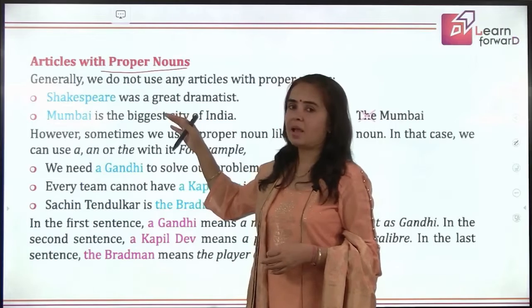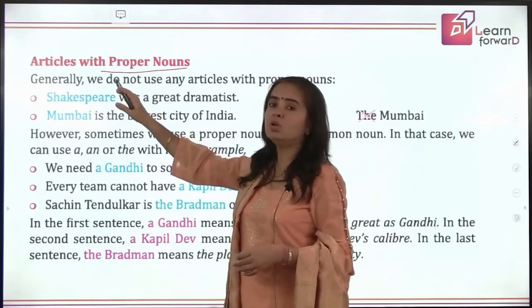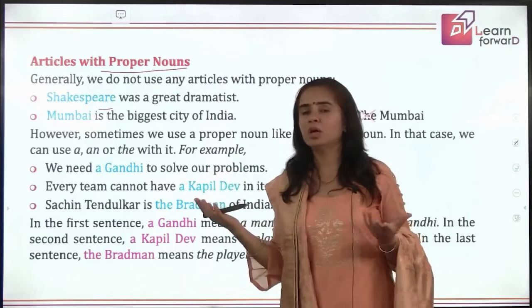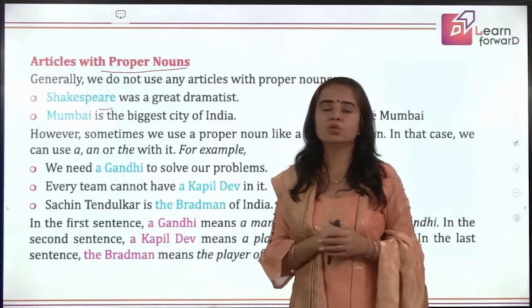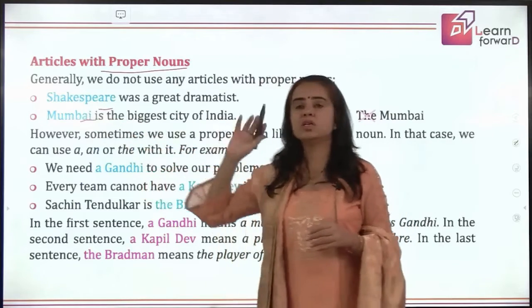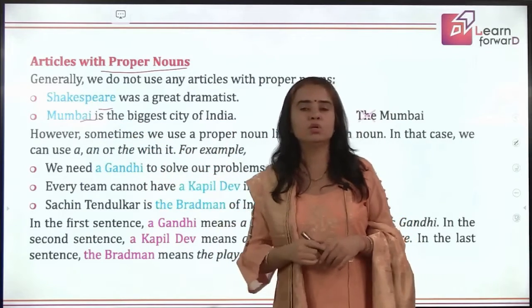When does that happen? Let's see. So generally we don't use an article, like if I say Shakespeare was a great dramatist, I am talking about Shakespeare. That is a proper noun, so I'll not use any article before it. Mumbai is the biggest city of India. Again, it's a proper noun. Will not use the before it.